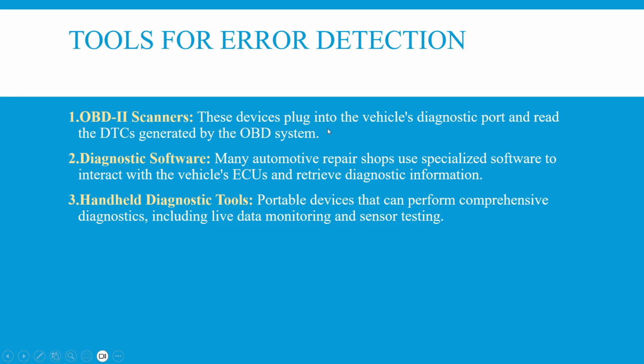These devices are plugged into the vehicle diagnostic port. There is a port called the diagnostic port, with CAN bus support probably, and those ports are used to communicate with the ECU from external entities like diagnostic tools such as the OBD2 scanner. So we can plug the OBD scanner into the diagnostic port, and we can read the DTC codes generated by the onboard diagnosis system. The second tool is diagnostic software.